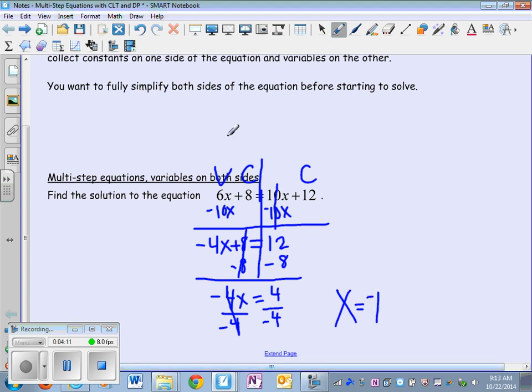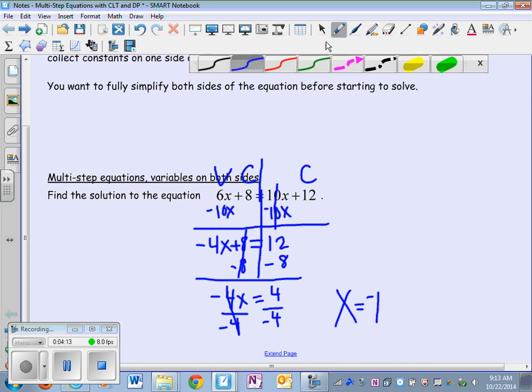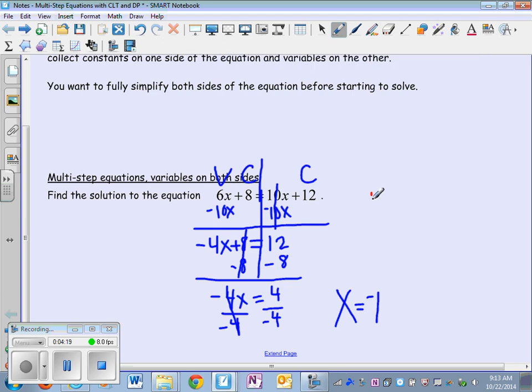Now if I wanted to show a check for this, I just want to check my work, make sure that I'm right. I'm going to rewrite the equation. So I've got 6x plus 8 equals 10x plus 12. I'm going to take out the x and substitute in negative 1 on both sides, everywhere where I see that x.